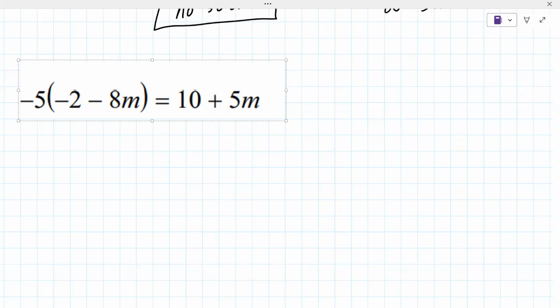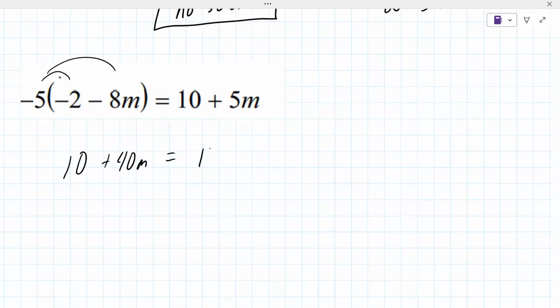I think I'm having a little trouble on this one. Okay. When you distribute the -5, do you have 10 plus 40M? Yeah. All right. Now you move the smaller to the larger. So which is smaller, the 5M or the 40M? 5. So you subtract 5M from both sides.